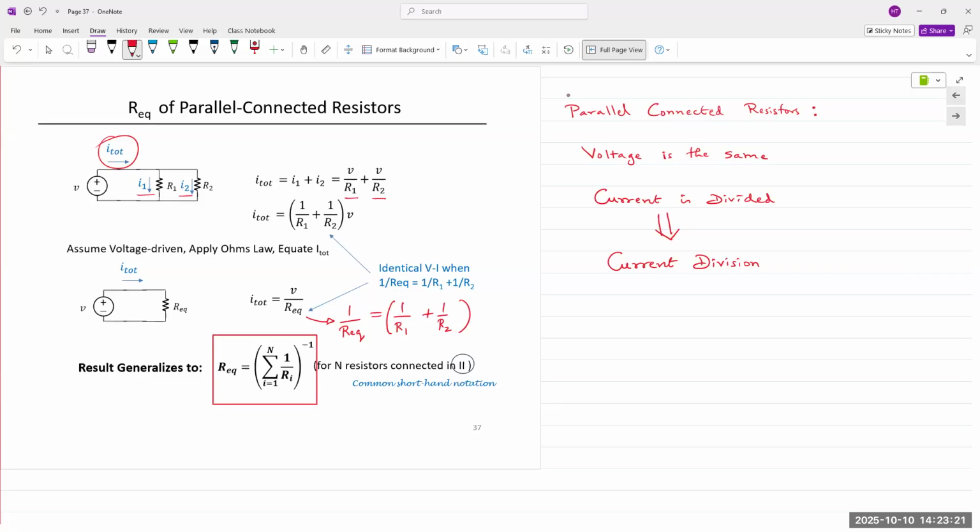And again, it's all derived from Ohm's law. Ohm's law, KVL, and KCL.